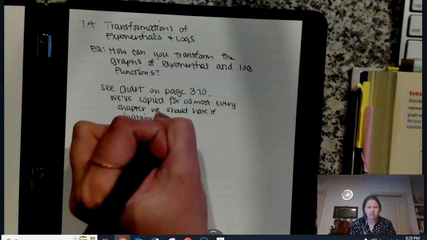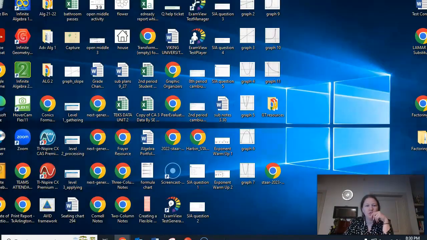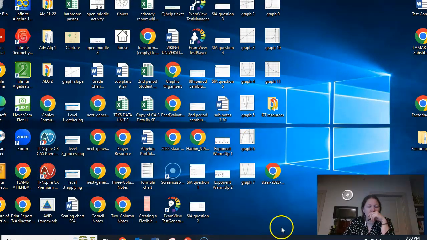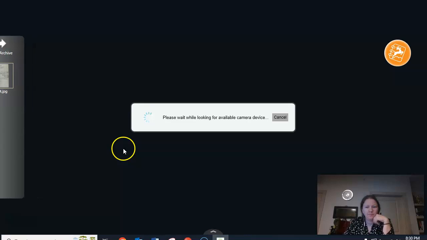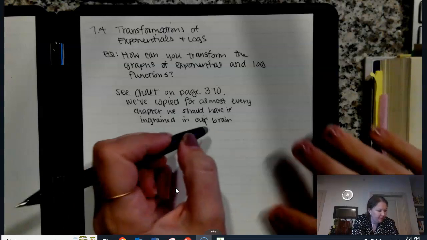And it stopped recording. Maybe it didn't, but it just froze. Okay. Ingrained in our brain. Okay, it says it's still recording, but this thing is frozen, so I'm going to reload it because it's just struggling. Interesting. Okay, 10 minutes later, we're there.